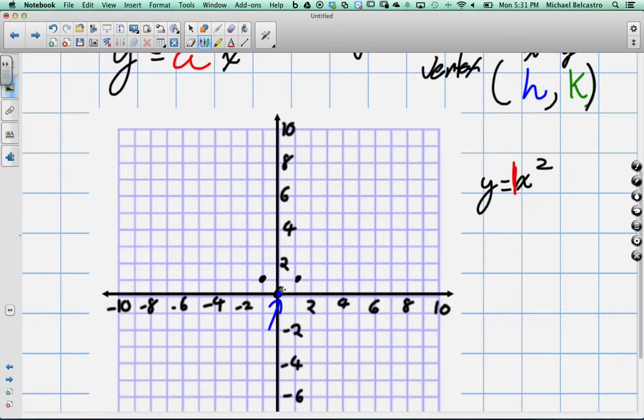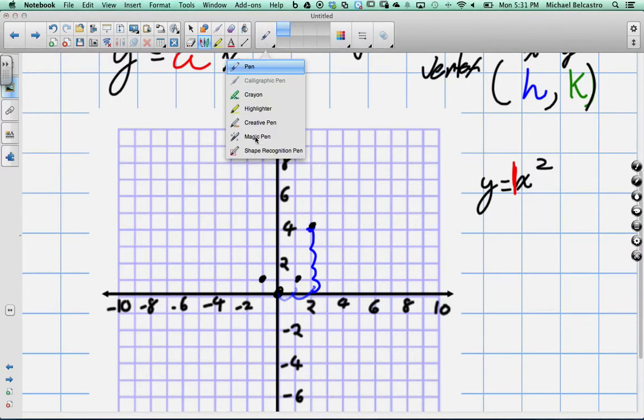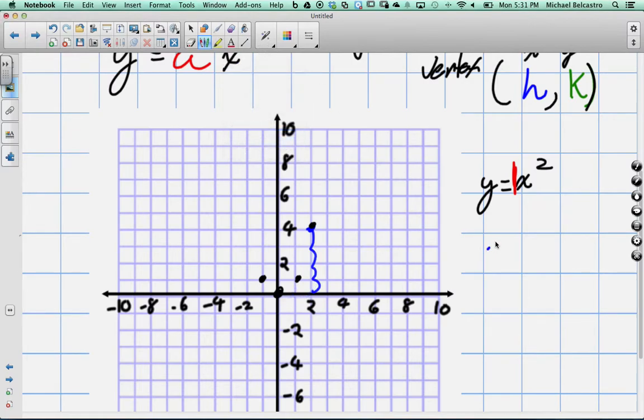From there, I go back to the vertex. This time I always start at the vertex again. I go over 2. What would 2 squared be? Why don't you try it in your calculator? 2 squared is 4. So that means we go up 1, 2, 3, 4. That's the next dot. Let's do the same thing. What about negative 2 squared? 4. That's right. So we go over 2, up 4 again.